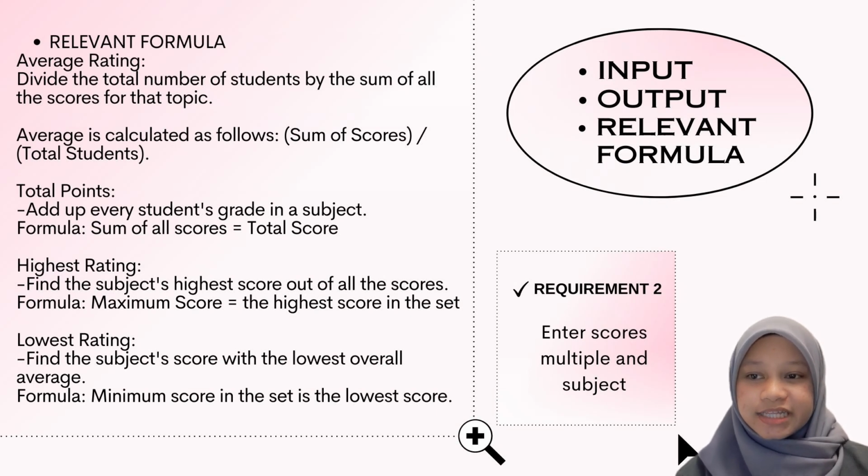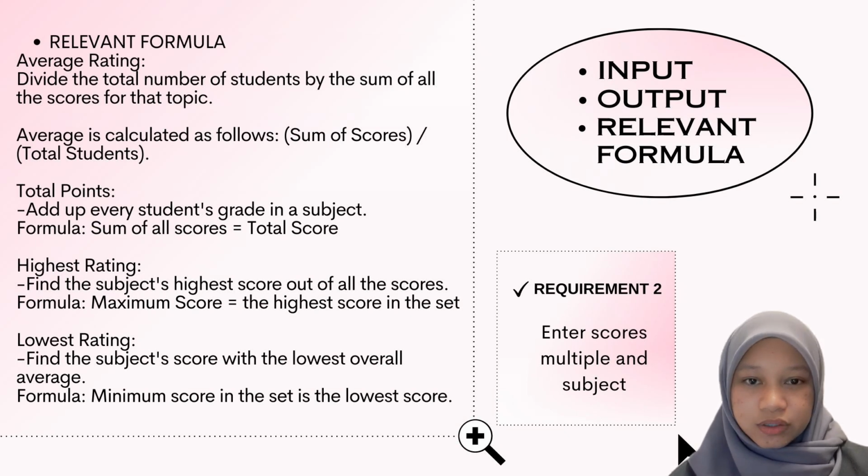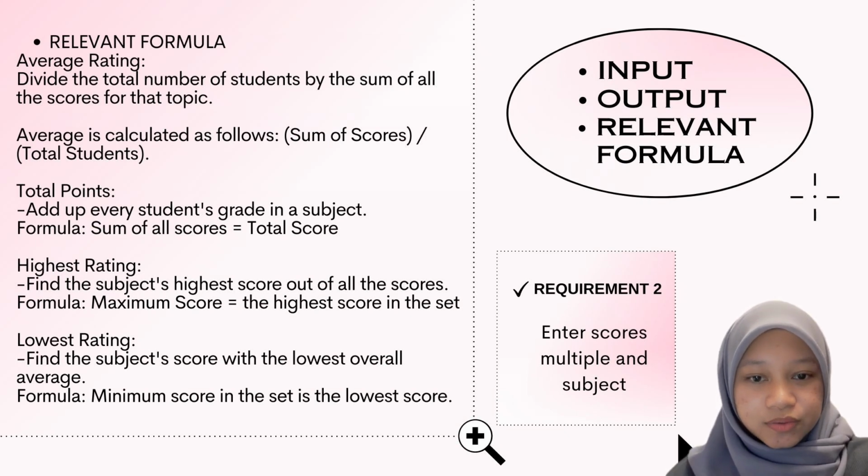For the highest rating, we have to find the subject's highest score out of all the scores. The formula is maximum score equals the highest score in the set. For the lowest rating, we have to find the subject's lowest score. The formula is the minimum score in the set is the lowest score. That's all from me. Thank you.